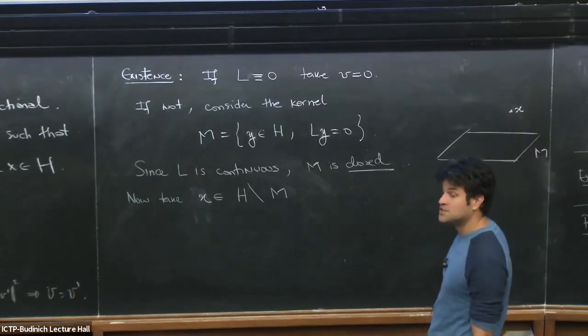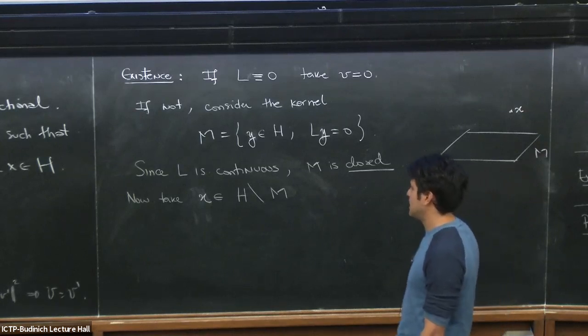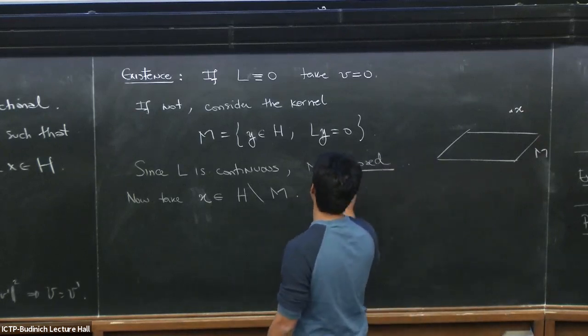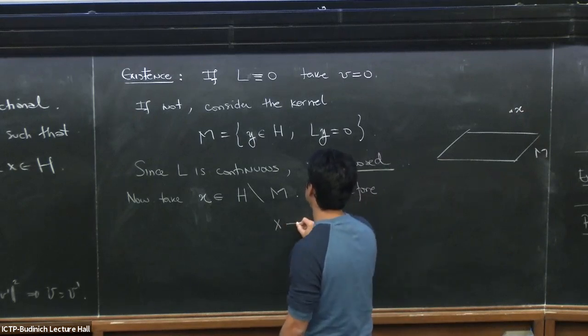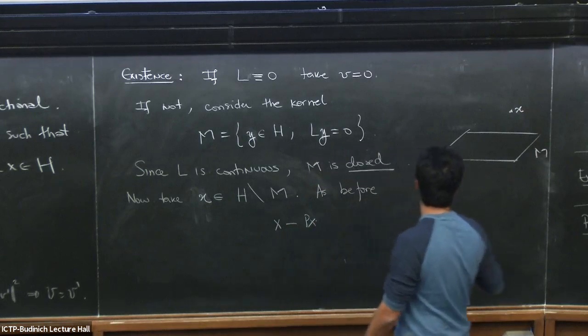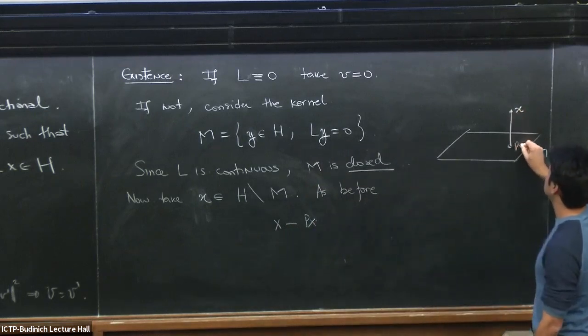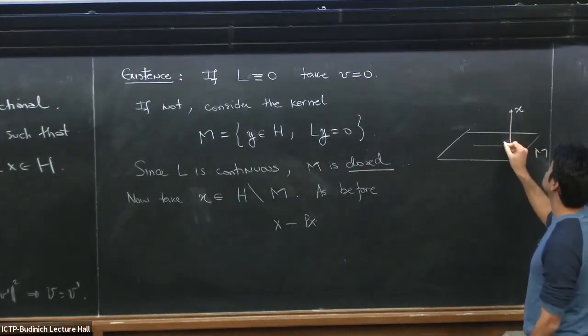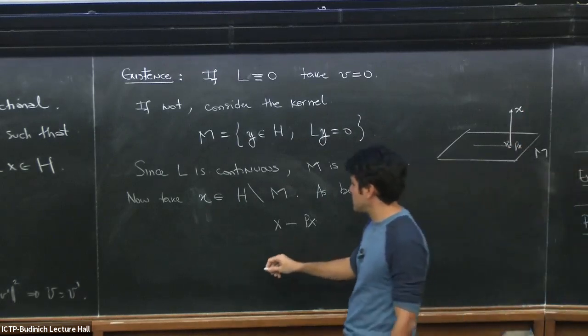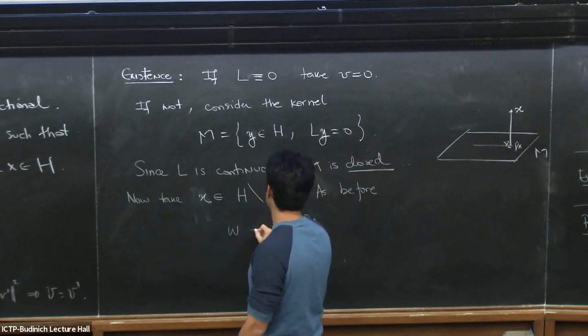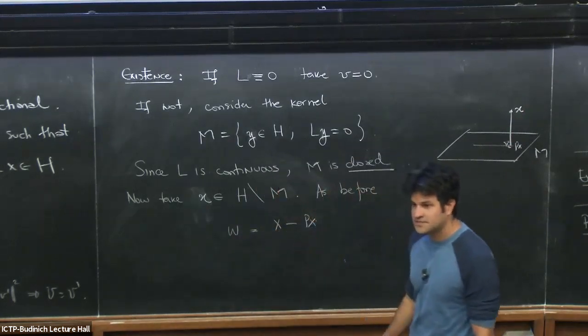We are going to consider, as before, with the notation before, this point x minus the projection. We have seen that there is a projection, and that x minus this projection is orthogonal to M. So let's consider this vector, let's call it W, to be x minus the projection.